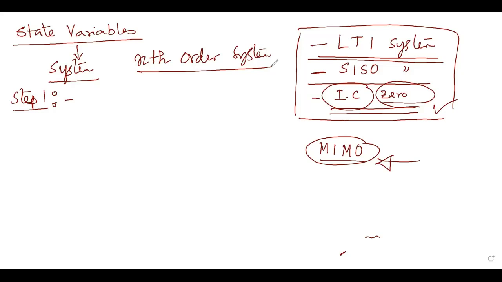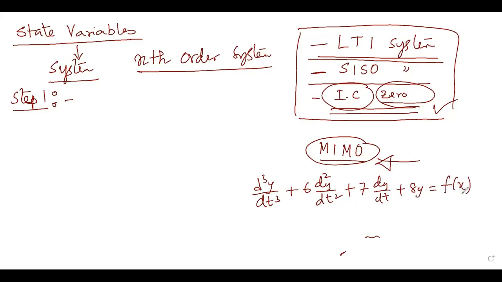Say for example, we have an equation: d3y/dt3 plus 6 d2y/dt2 plus 7 dy/dt plus 8y is equal to a function f(t). Now tell me, in this differential equation, which variable is the input and which variable is the output?